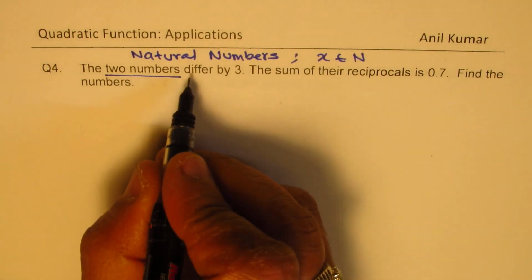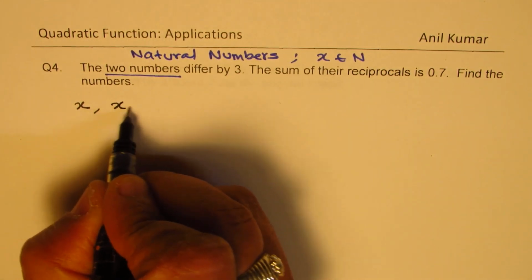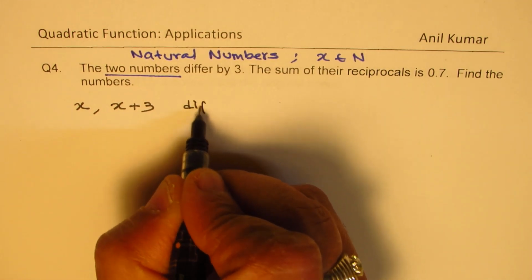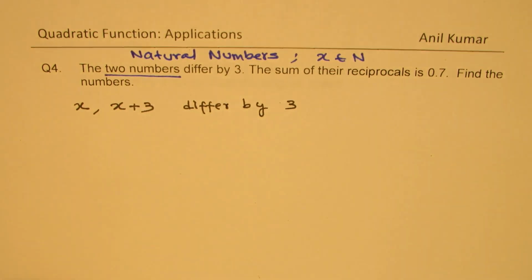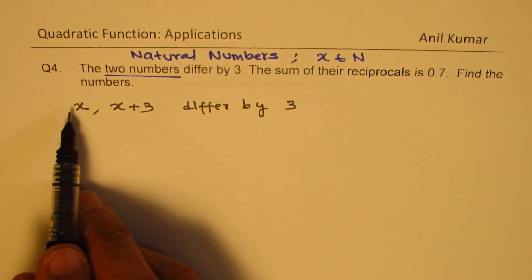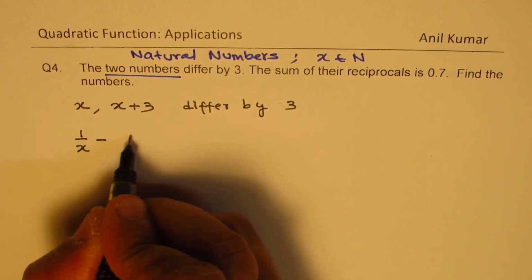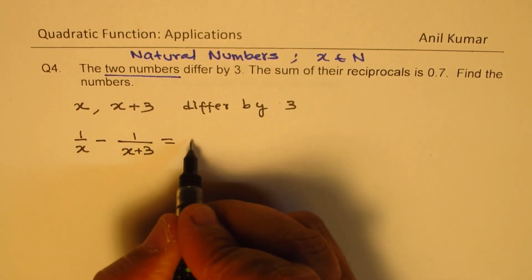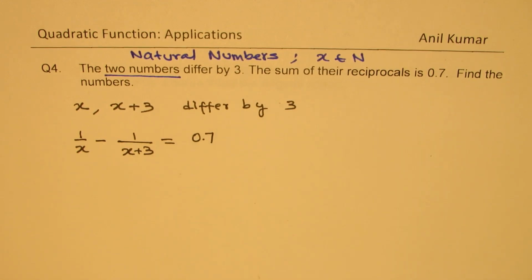So we are saying two numbers differ by 3. This time we'll take one number as x, the other as x plus 3. So they differ by 3, right? Clear? Now when I do reciprocal, which reciprocal will be bigger? That will be bigger, right? So we are saying 1 over x minus 1 over x plus 3 should be equal to 0.7. That is the difference, right?